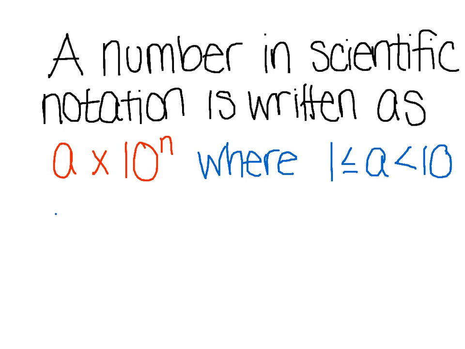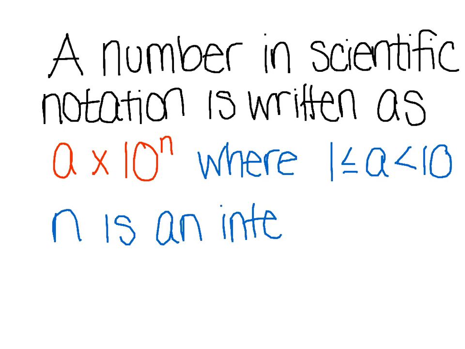The other thing is that n is always an integer. This means a whole number that's either positive or negative. So a number in scientific notation is written as a times 10 to the nth, where a is greater than or equal to 1 but less than 10, and n is an integer.